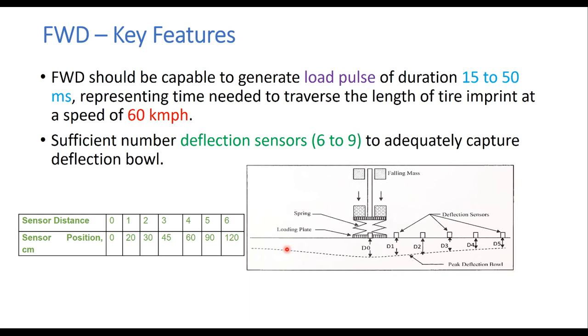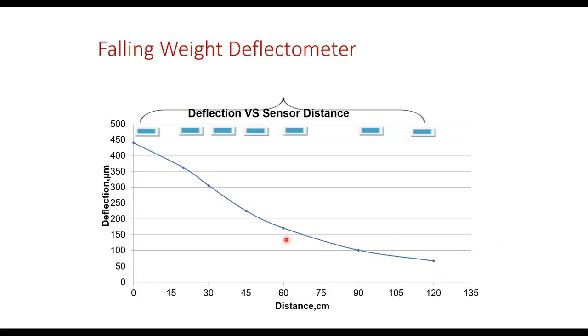Now these are used to draw the deflection profile, and the profile will look like this. This is the sensor just below the load, so you have the maximum deflection, and as you move away from the load, the deflection will reduce. So this is at 0, this is at 20, 30, 40, 60, 90 and 120 centimeter, and you will see the deflection goes down. So this deflection profile is used to determine the properties of the layers.